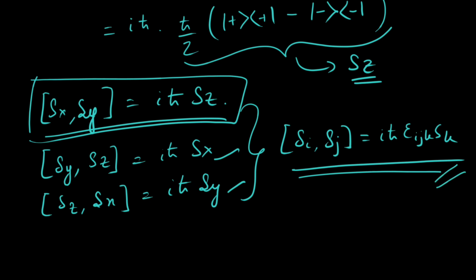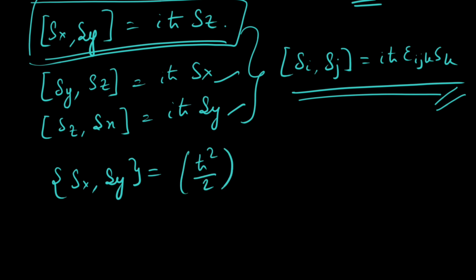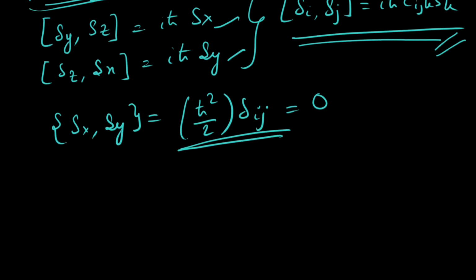So for the second one, which we have to prove for the anticommutator, it is Sx comma Sy. You have to prove that it is h bar squared by 2 Kronecker delta ij. In this case it would be xy, so this would become 0. This would eventually come up to be 0. Let's check if it's 0 or not.